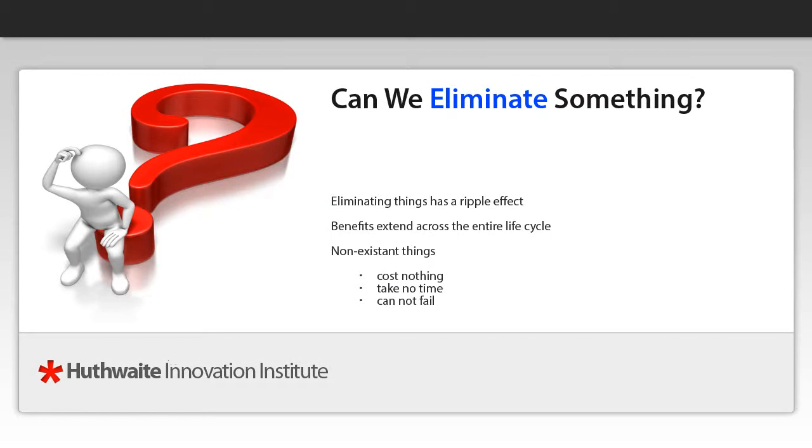The first one is eliminate. Eliminating things has a ripple effect. Benefits from elimination can extend across the entire life cycle. Non-existing things cost nothing, take no time, and cannot fail.